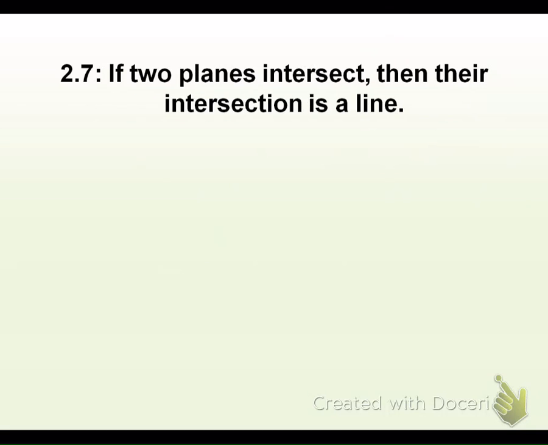And 2.7, if 2 planes intersect, now they don't have to intersect. If 2 planes intersect, then they intersect in a line, right? So if I have 2 planes that kind of cut each other like that, if they cross, they cross in a line.